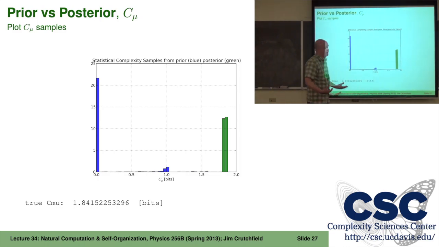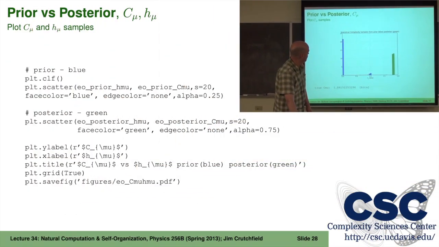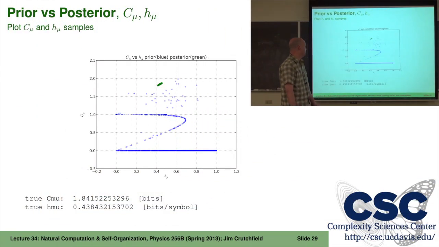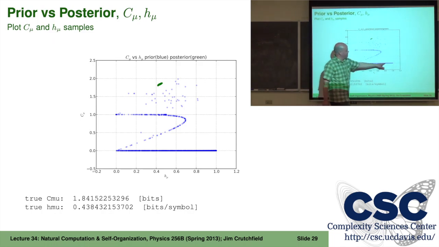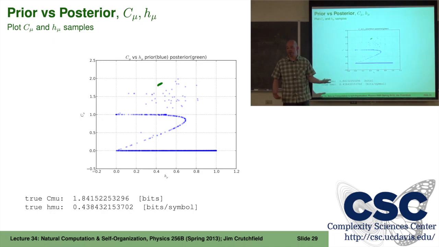And again, this ends up being a good approximation, and partially that's because it gets the right topology, right? And the transition probabilities are defined well enough that CMU comes out good. Okay, and so again, we can look at CMU and HMU together, and I think this is a useful thing to do. For each of these samples, we look at the CMU and HMU that came from a particular machine. And so the blue, again, is the prior, and the green, this little spot here, is the posterior. And so this whole line here is the single state machine with different transition probabilities.